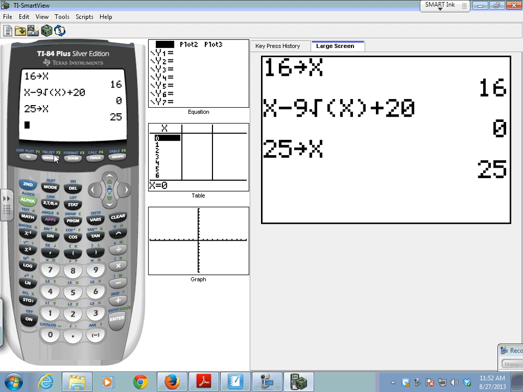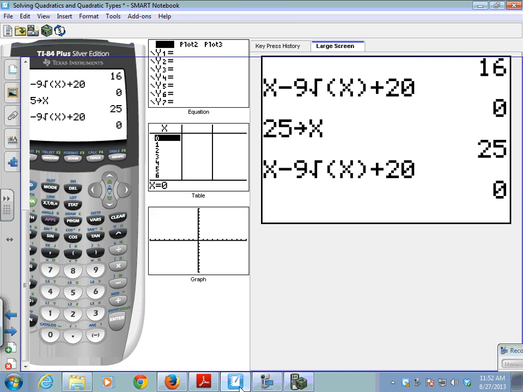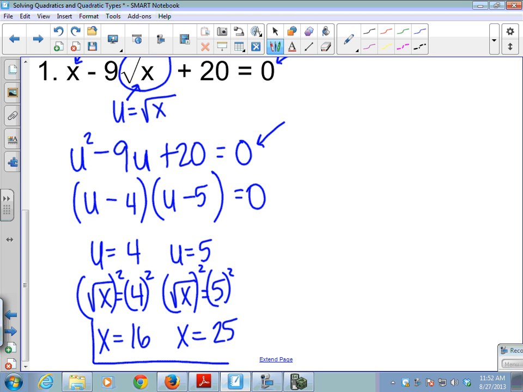So instead of typing all of that equation in again, I'm just going to hit second enter, which is going to bring up the last thing that I typed. Second enter one more time to bring up the next to last thing I typed. So now that I'm checking 25, it also gives me 0. So I know that both of those solutions are going to work. And so these two numbers are my answer.